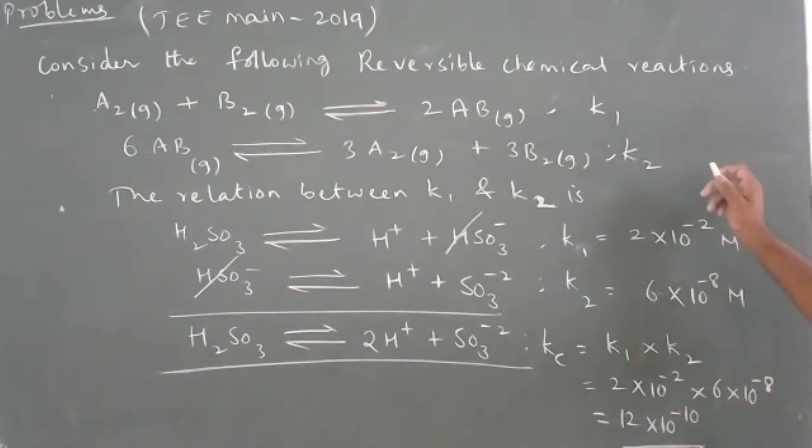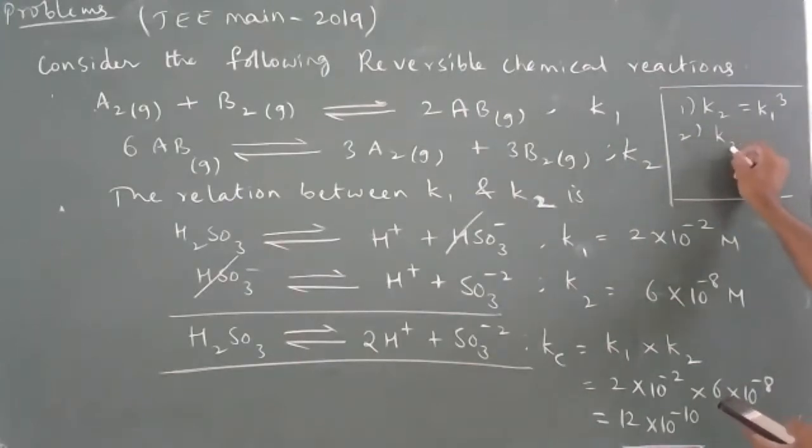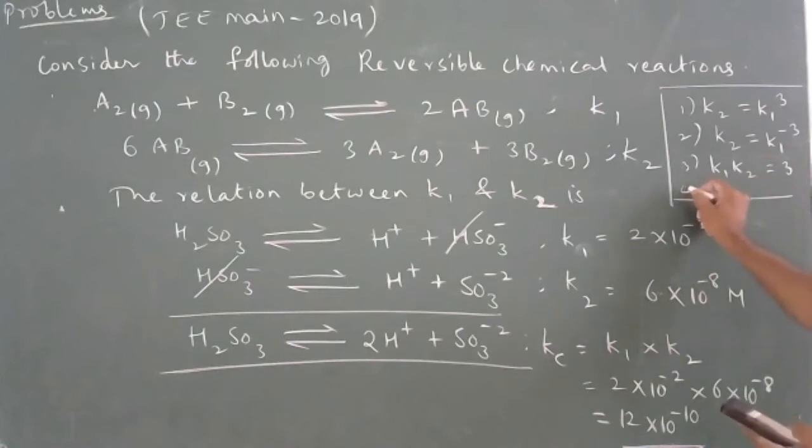So for this, I'll write the options also. First option is K2 is equal to K1 cube. Second option is K2 is equal to K1 power minus 3. Third option K1 K2 is equal to 3. Fourth option K1 K2 is equal to 1 by 3.